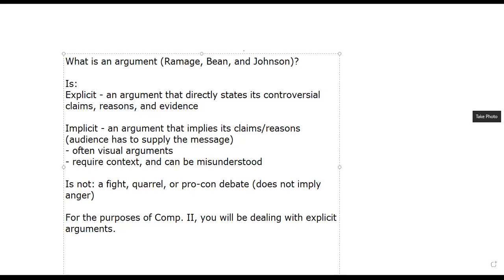All right, let's check out some implicit arguments. So this is definitely a dated argument from your book. Let's see if I can get it shared.